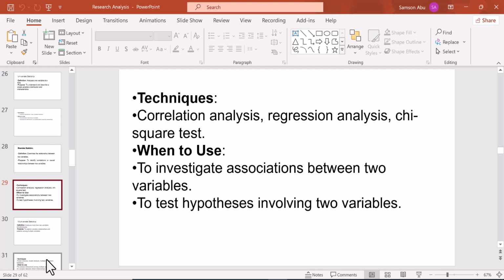So, when do you use bivariate analysis? When you are testing for association or relationship between two variables. Another thing is you are testing hypothesis involving two variables. Please don't forget all these things I am saying. You need to know this as a statistician and as a research analyst.